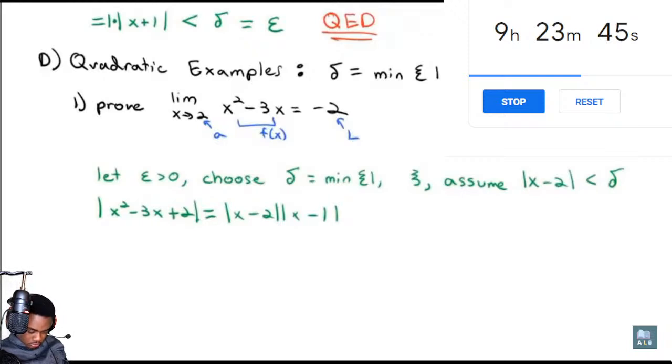What's nice here is that we've got the x minus 2 that we know is less than delta. So we're going to be able to say this is less than something times delta, but we need to know what to do with the x minus 1 bit.